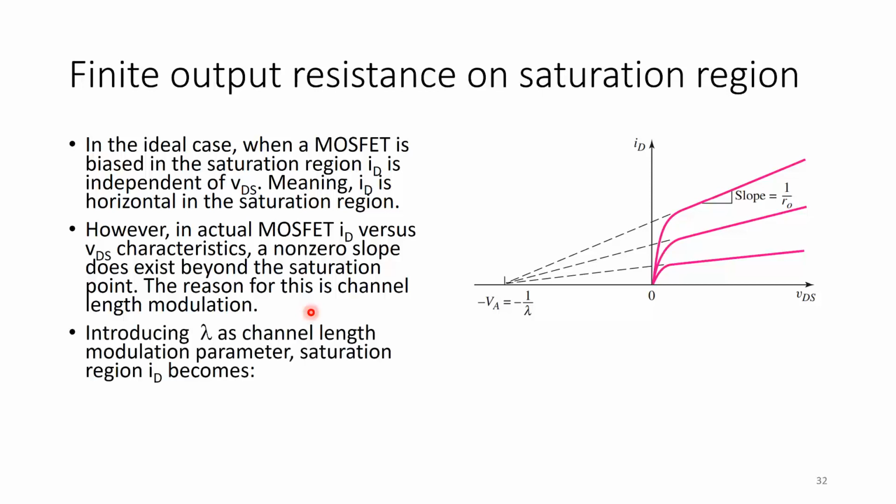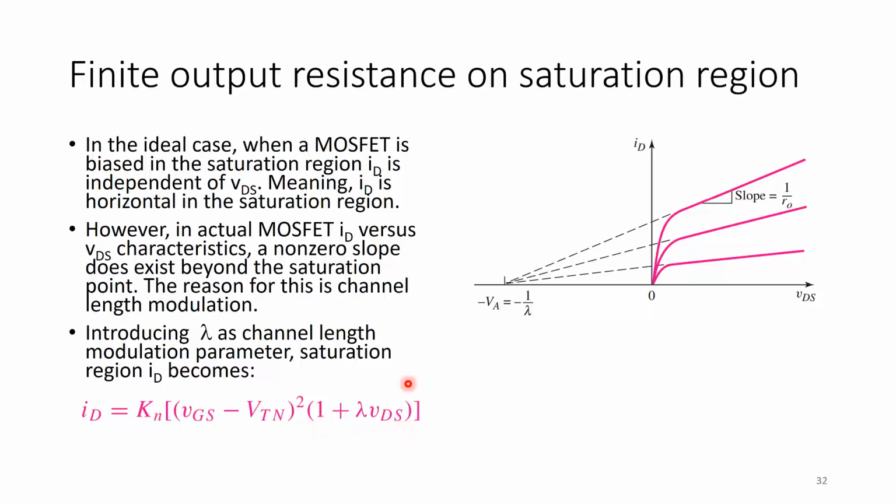So I'm not going to cover what channel length modulation is here, but it is in the book. We'll discuss it online. Introducing lambda as the channel length modulation parameter. So in saturation, the formula which was in the ideal behavior was ID equals Kn (VGS minus VTN) squared. Now it's (VGS minus VTN) squared times (1 plus lambda VDS).